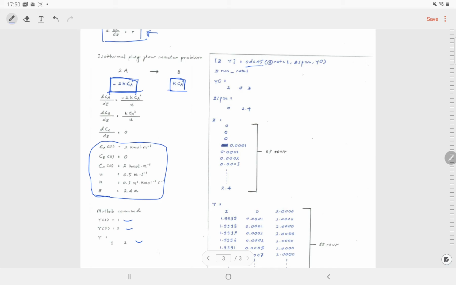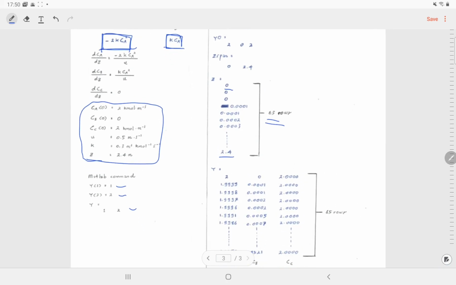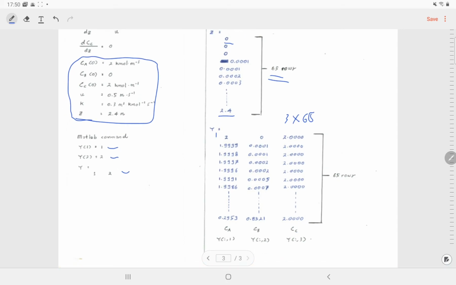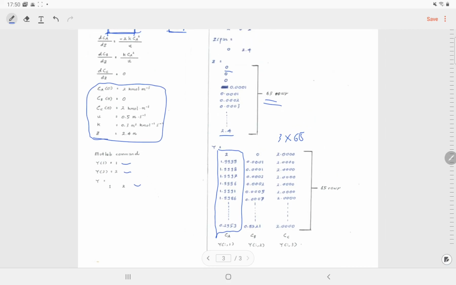In here for the Z1, after we run this code in MATLAB, what you get is a vector of Z from 0 to 2.4, consisting of 65 elements. For Y it is 3 times 65, whereas the first column refers to the concentrations of A at different locations of Z, the second column refers to the concentrations of B, and then the third column in here refers to the concentrations of C.